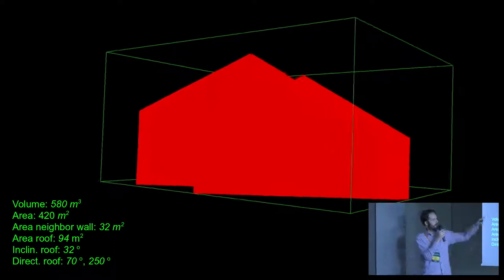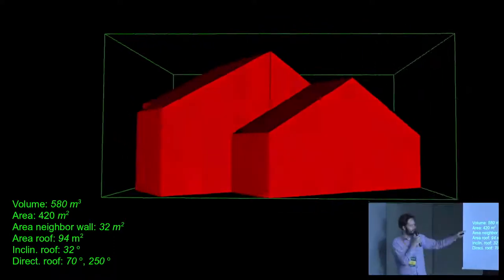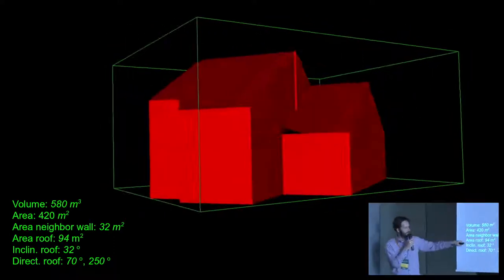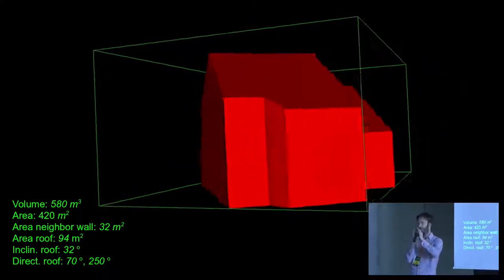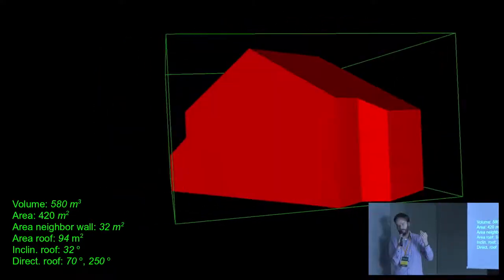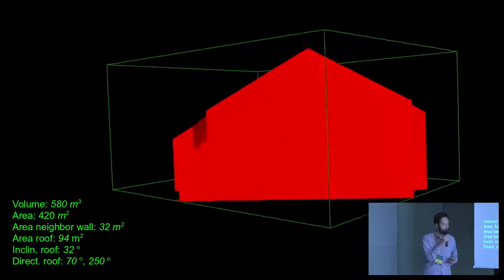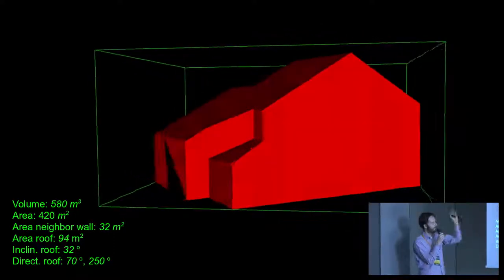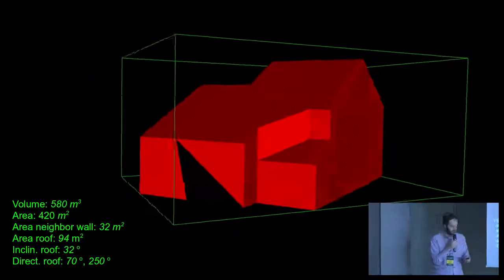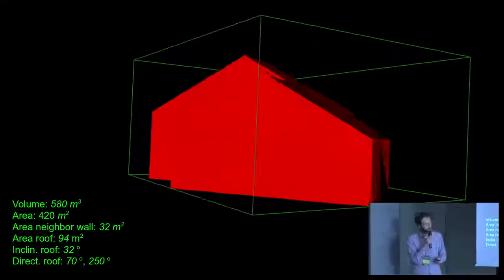Now you get a couple of things for free once you have this. You have a lot of data on it, so you can calculate volume, area, you can calculate how it's connecting with neighboring houses. That might be interesting for things like energy consumption, how many solar panels you can put on your roof, that kind of thing. So this is already very useful stuff.